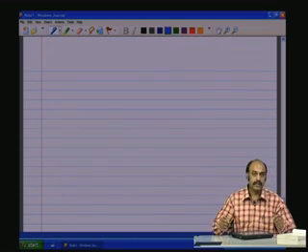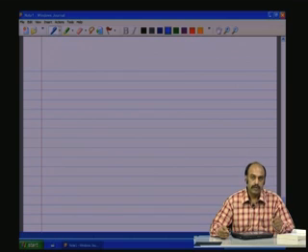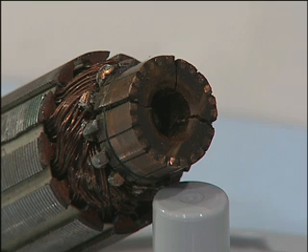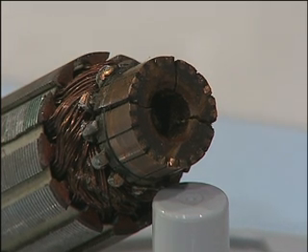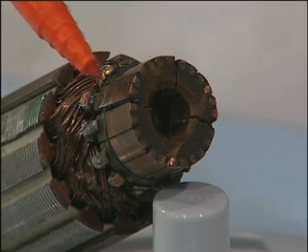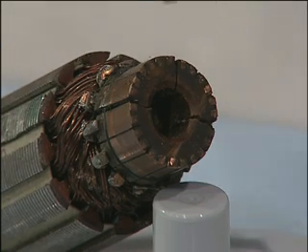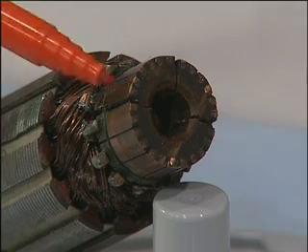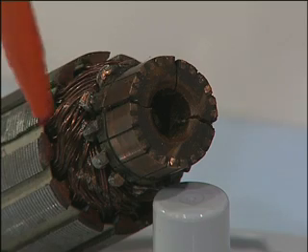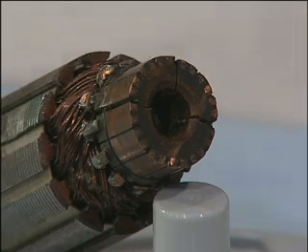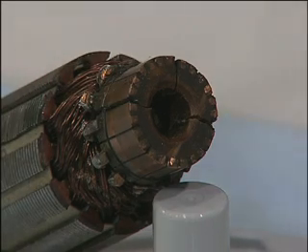Now, let us see how a real rotor looks like. Let us have a look at this rotor. This is the rotor of a DC machine. This portion, what you are seeing, is the commutator segment. This is again a 12 segment commutator. You have 12 slots on the rotor. These are the rotor slots through which the coils are wound, and there are 12 coils.